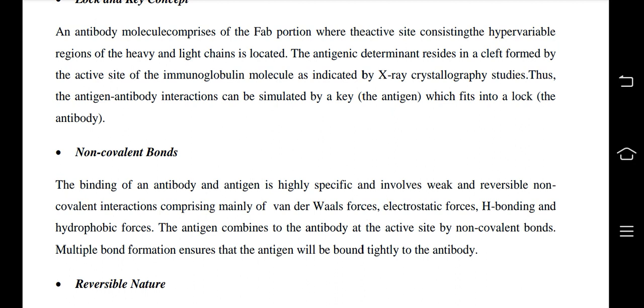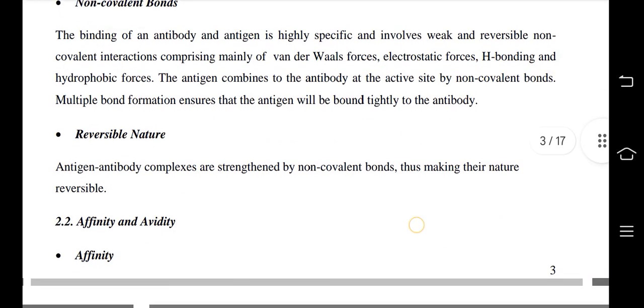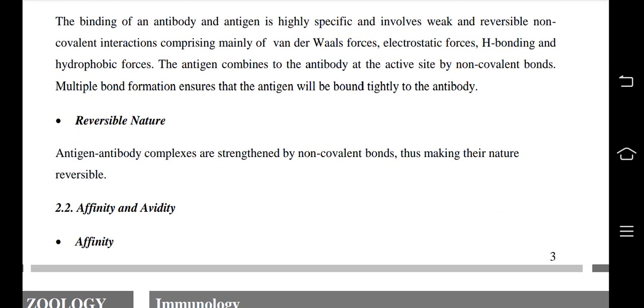Non-covalent bonds. The binding of an antibody and antigen is highly specific and involves weak and reversible non-covalent interactions comprising mainly van der Waals forces, electrostatic forces, hydrogen bonding, and hydrophobic forces. The antigen combines to the antibody at the active site by non-covalent bonds. Multiple bond formation ensures that the antigen will be bound tightly to the antibody. And reversible nature: antigen-antibody complexes are held by non-covalent bonds, thus making their nature reversible.